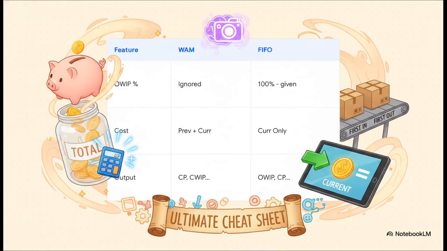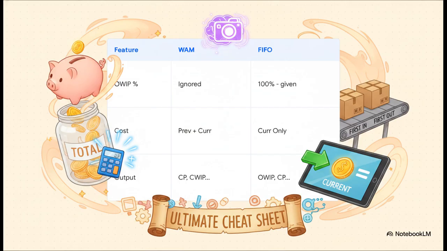All right, this is your ultimate cheat sheet table. Seriously, take a mental screenshot of this right now. Feature 1, OWIP percentage. WAM ignores it entirely. FIFO uses it, calculating 100% minus the given percentage. Feature 2, statement of cost. WAM adds previous and current costs together. FIFO uses current costs only.